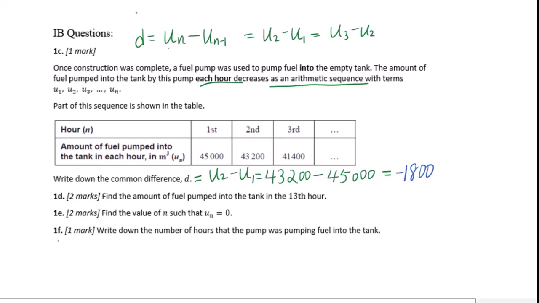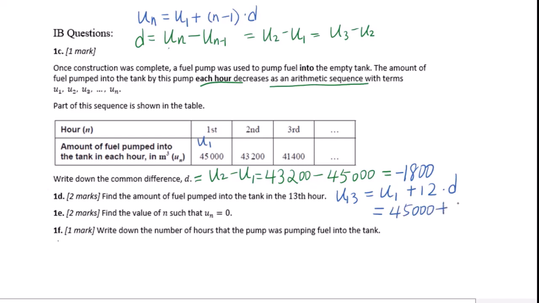Find the amount of fuel pumped into the tank in the 13th hour. The general form of an arithmetic sequence is Un equals U1 plus n minus 1 times d. So U13 equals U1 plus 12 times d. We plug in U1 equals 45,000 plus 12 times negative 1,800 equals 23,400 meter cubed.